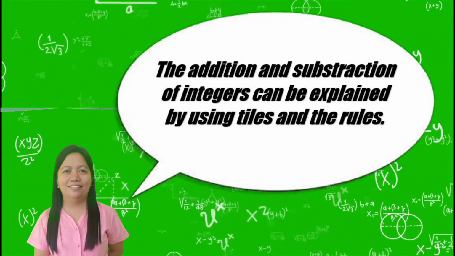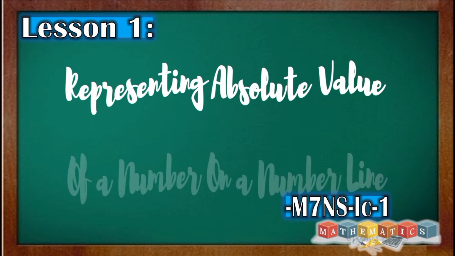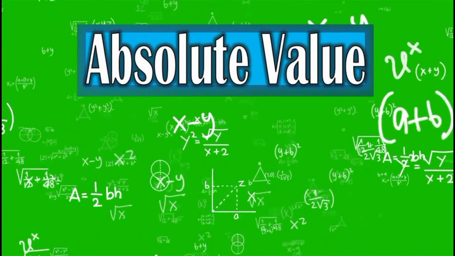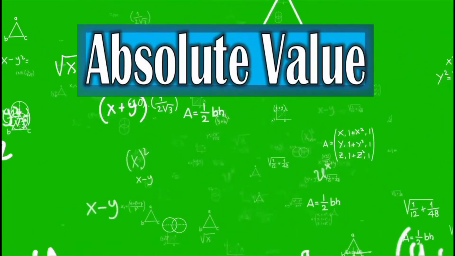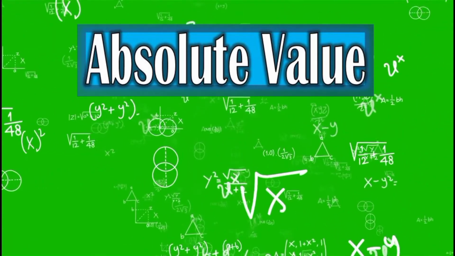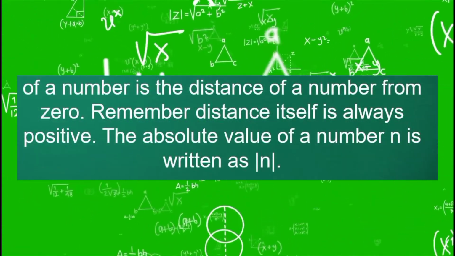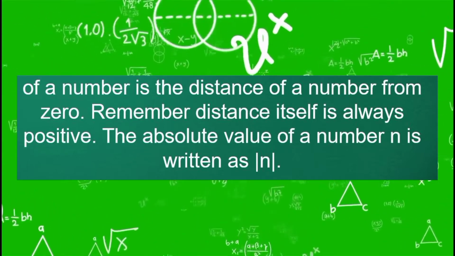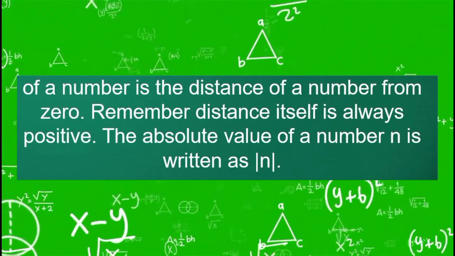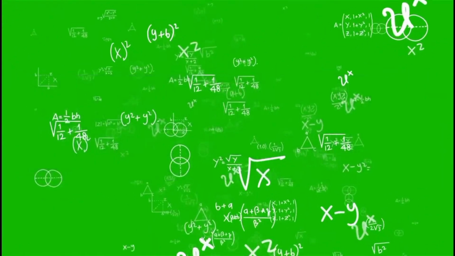Now, let's proceed to our first lesson about representing absolute value of a number on a number line. You hear the word absolute value, right? What does absolute value mean? Do you have any idea? That's right! When we say absolute value of a number, it is the distance of a number from zero. And always remember, distance itself is always positive. The absolute value of a number n is written as |n|.